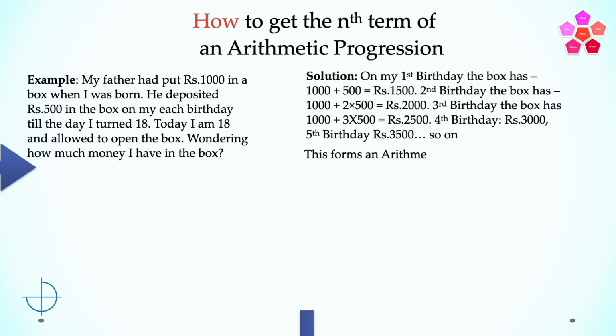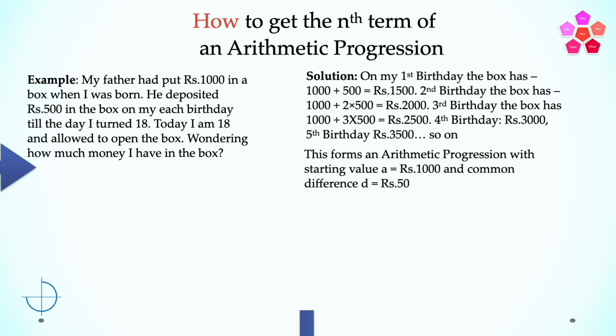This forms an arithmetic progression with starting value a equal to rupees 1000 and common difference d equal to rupees 500. So rupees 500 were deposited till the day I turned 18. So 18 times an initial deposit of rupees 1000 was already done. In all, we have 19 terms and not 18 to calculate.